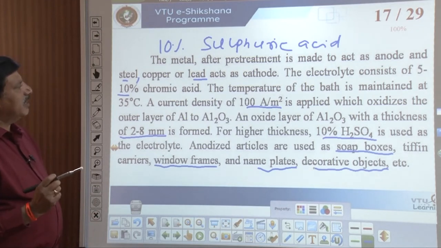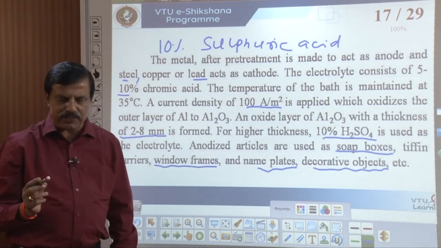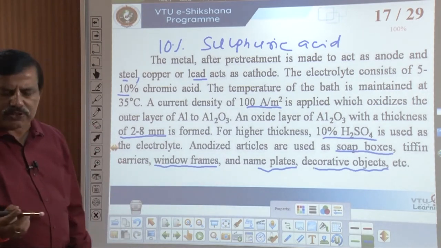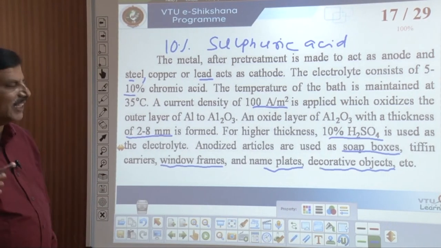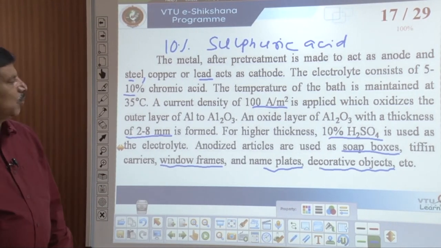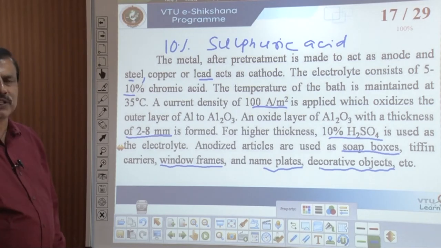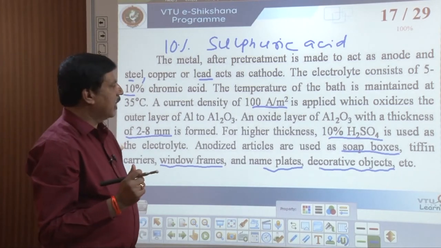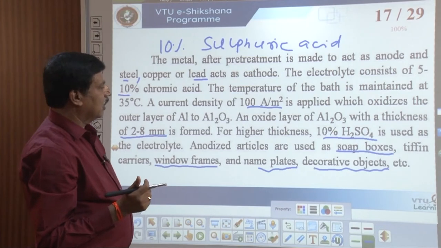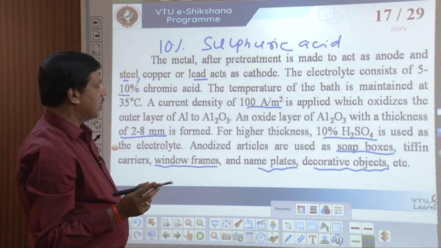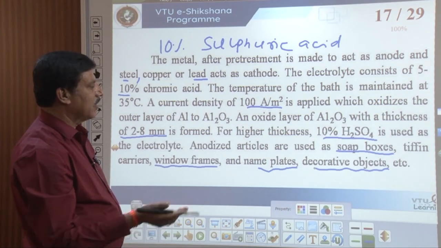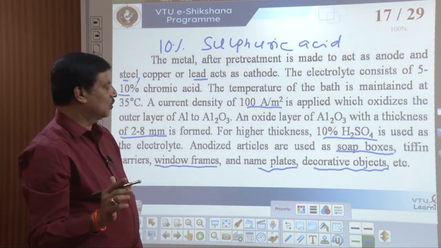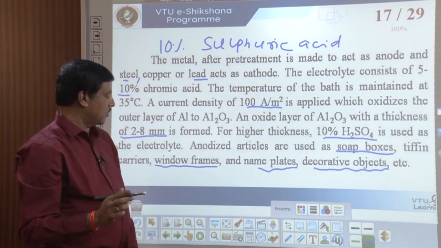So now the metal after pre-treatment is set in a bath maintaining 5 to 10% chromic acid to get 2 to 8 millimeter of thickness. If you want more thickness, go for 10% sulfuric acid. Anodized articles are used in general in restrooms, soap boxes, windows, doors, tiffin carriers, etc.